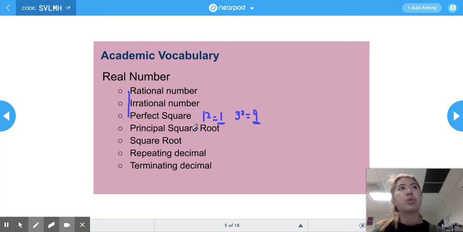Principal square root is only the positive number square root. So if we have square root of 144, when we think of what number times itself makes 144, our answer is 12. But with square roots, answers can be both positive or negative because positive 12 times positive 12 makes 144, but negative 12 times negative 12 also makes positive 144.